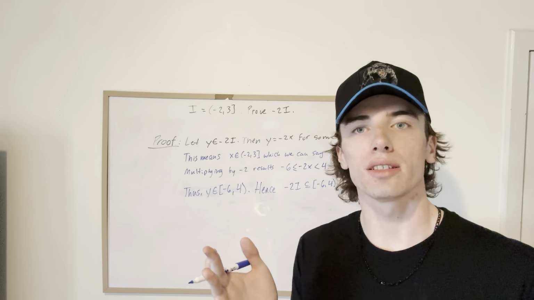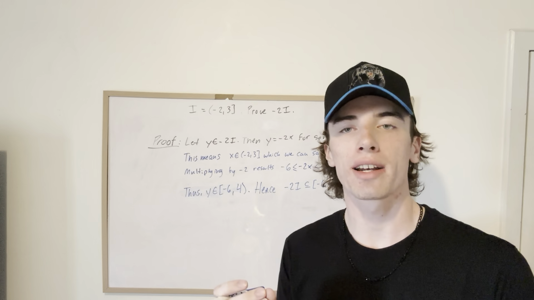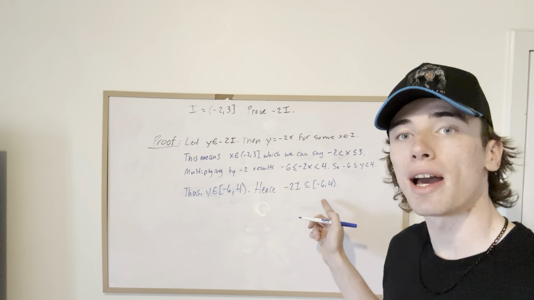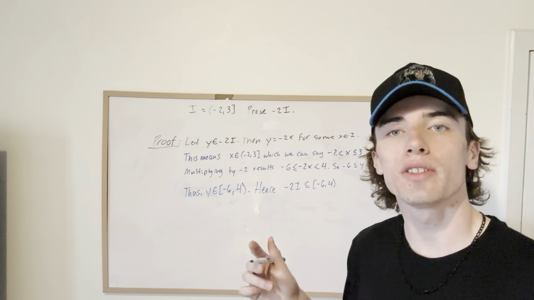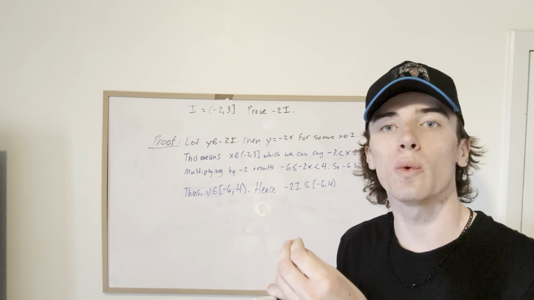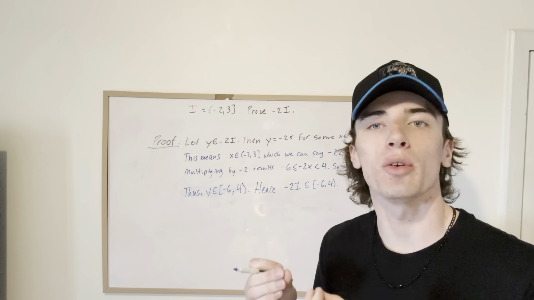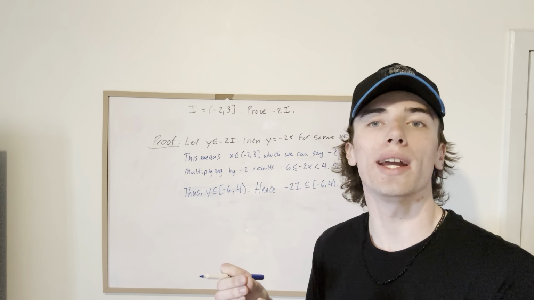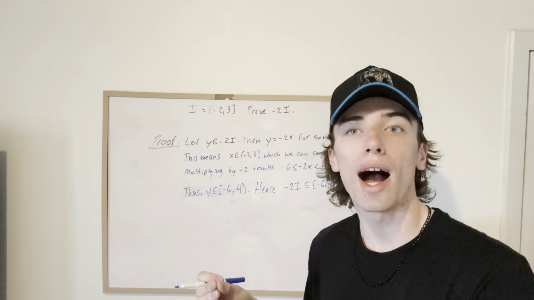So this kind of tells us our answer now. We can expect that -2I is going to be equal to this interval [-6, 4]. However, we still have to prove the other way, starting with an arbitrary element y in the interval [-6, 4], and then showing that it's actually in -2I. So that's the next part.